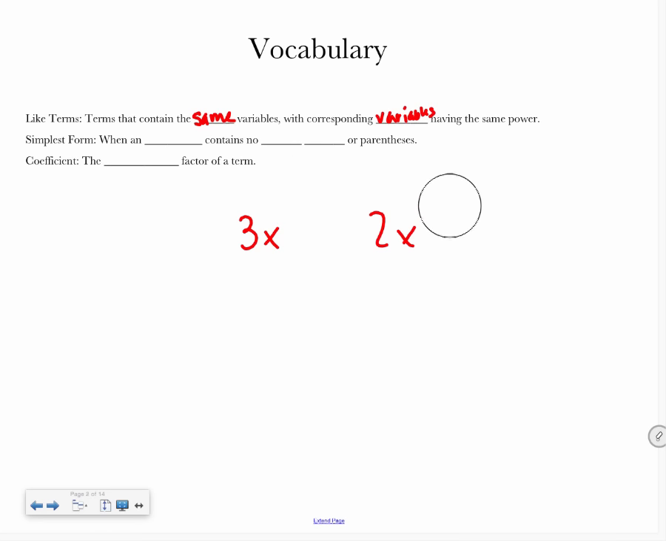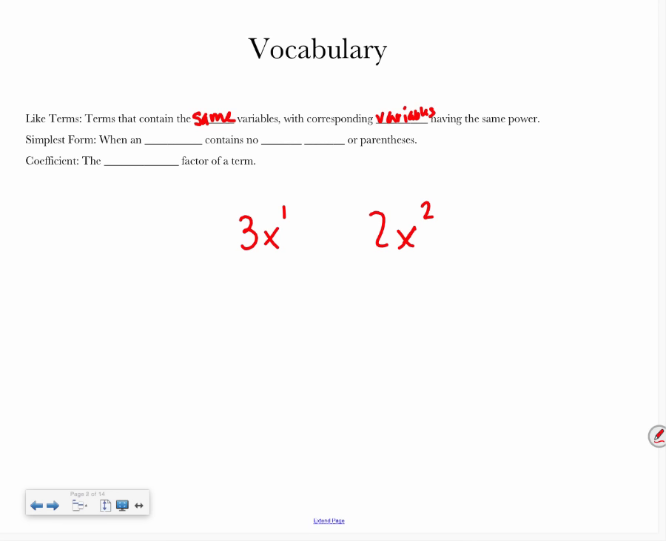However, if I were to have changed this to 2x squared, these are no longer like terms because over on the left with the 3x, that's an x to the first power, and our 2x squared is to the second power. So that means they are not like terms. They cannot be combined, okay?